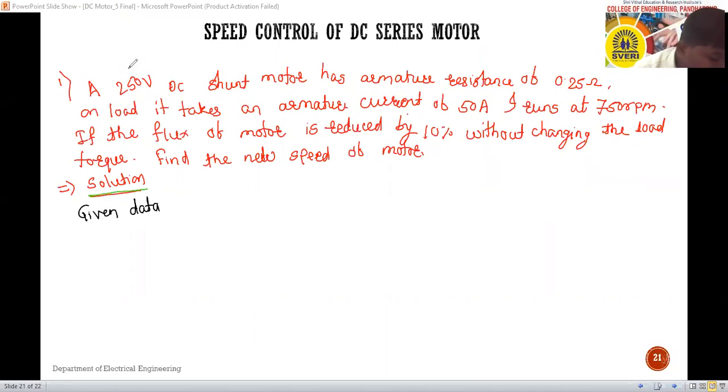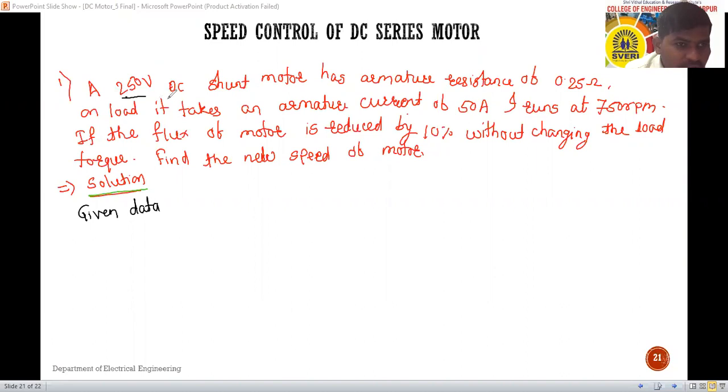Have you finished writing? Yes, sir. Okay, see, we will solve that problem. Now we are discussing only virtually. That means by changing the value of flux, the speed reduces. At what amount the speed will reduce will be understood by using this problem. Okay, see, read the problem carefully. What is given?